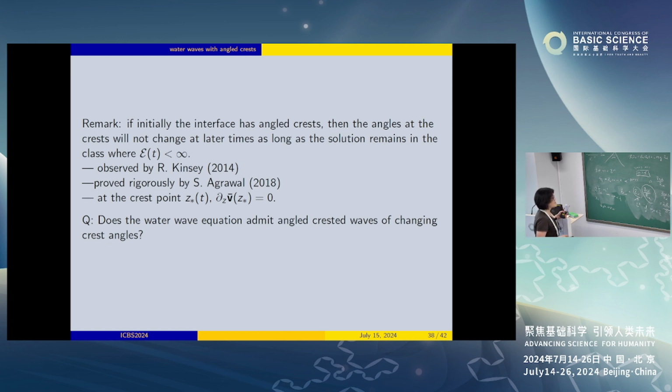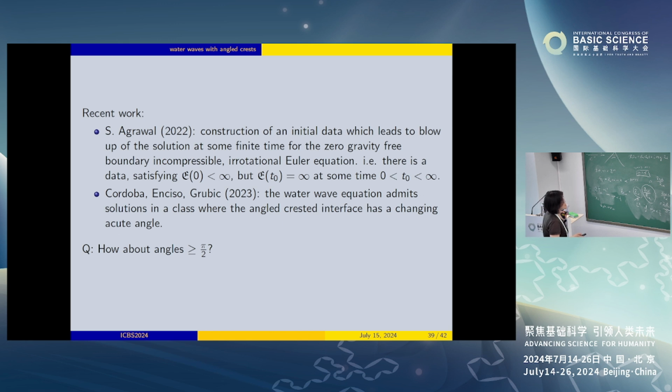So then this means the question: does the water wave really admit angled crested waves with a changing crest angle? In order to do this, you need this to be non-zero, right? Otherwise, it will not change. If this is 0, the angle doesn't change. If the angle changes, this guy cannot be 0. Okay, so just a remark on recent work.